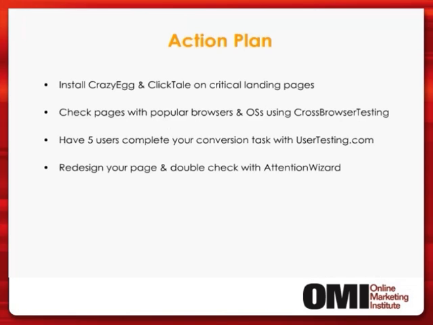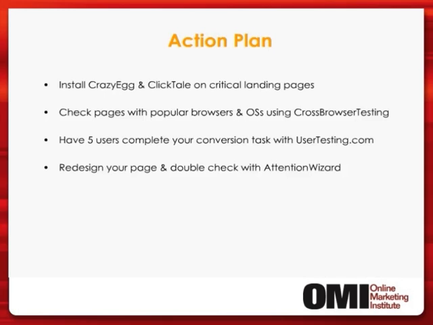So here's your quick action plan, just to sum up. If you're not already doing this, you should have Web Analytics installed on your site. But there's no reason to also install CrazyEgg and ClickTail on your critical landing pages. After you've done that, you should look at those pages with popular browsers and operating systems, which you can tell from your web analytics. In other words, you know what browser resolutions people are using, which operating systems they're using, which browsers they're using. So check it out.